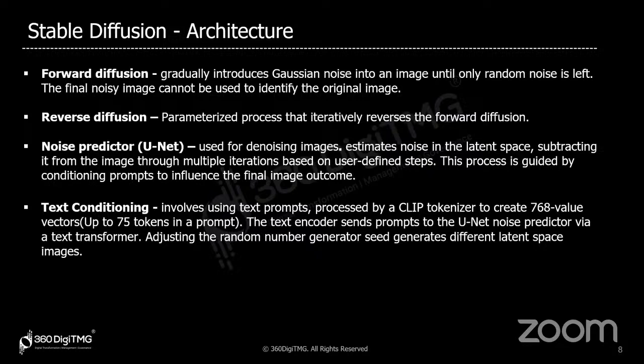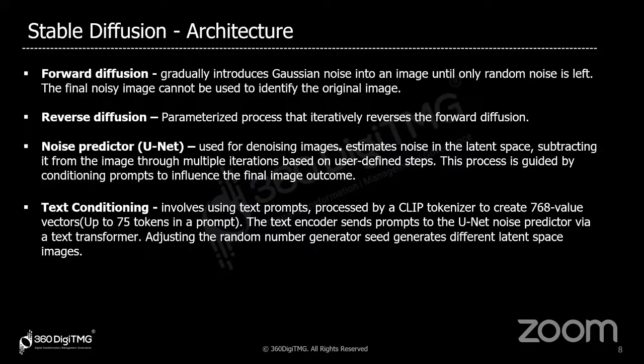Then there is forward diffusion. Forward diffusion will gradually introduce Gaussian noise into an image until only random noise is left. The final noisy image cannot be used to identify the original image. Then there is one term called reverse diffusion. Reverse diffusion is a parameterized process that iteratively reverses the forward diffusion.